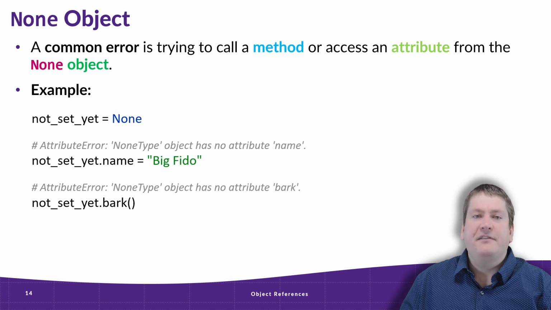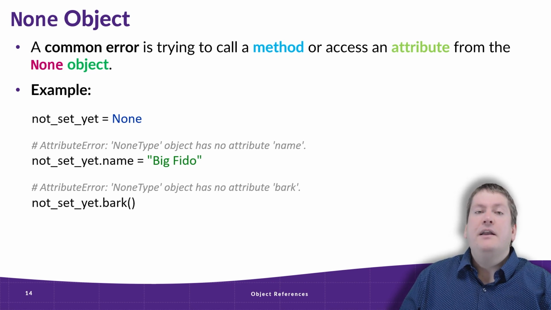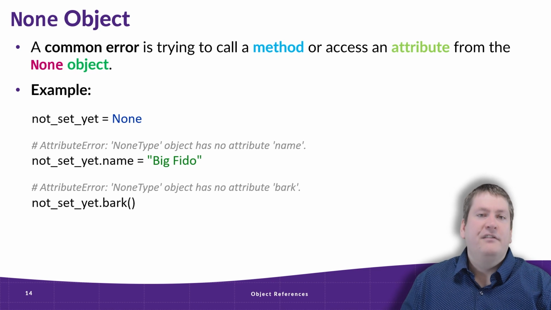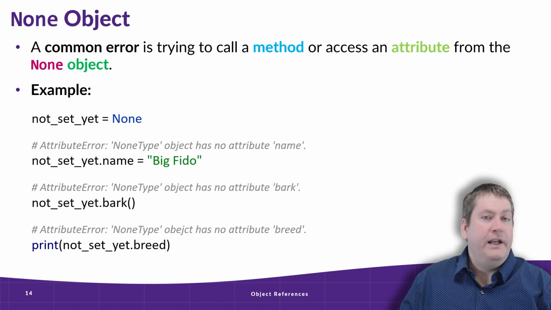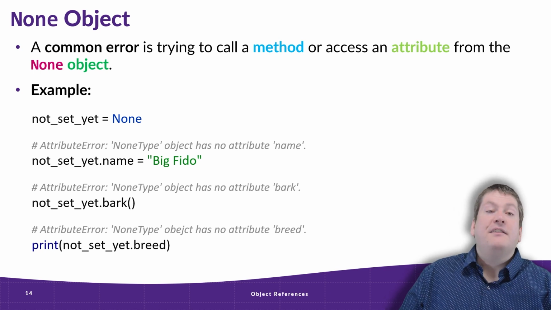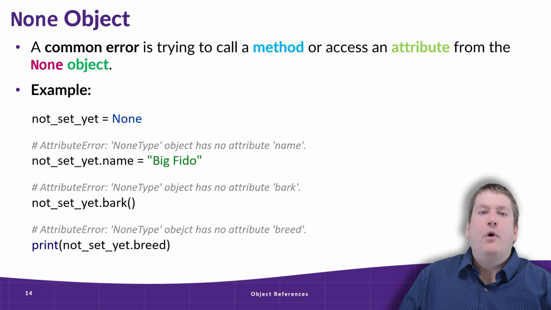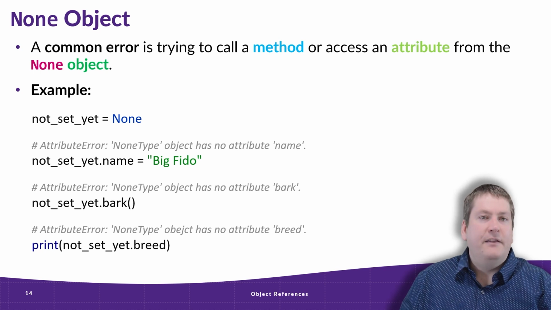Similarly, we couldn't access a method or call a method like this because the None object doesn't have methods. So again, this is going to give an AttributeError. And lastly, we are trying to print out or access the instance attribute breed. But again, this isn't going to work because the None object doesn't have any attributes. So when you're working with None objects, be sure that you never call a method on them or try to access an attribute, because that's going to lead to an AttributeError. So always make sure that you update their value to something that makes sense, maybe an instance of a class, before you start trying to access attributes and methods on them.